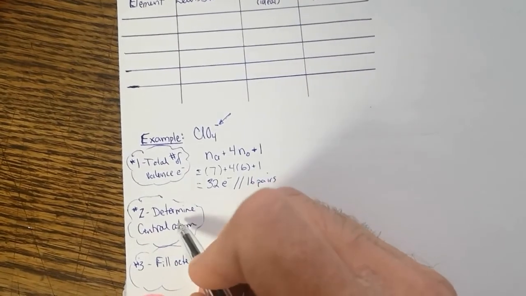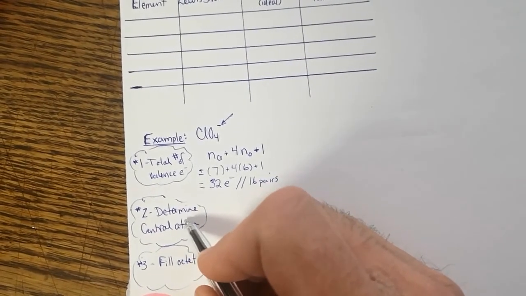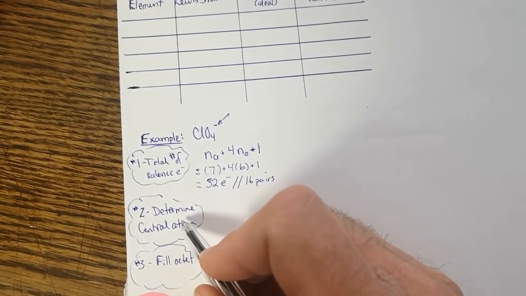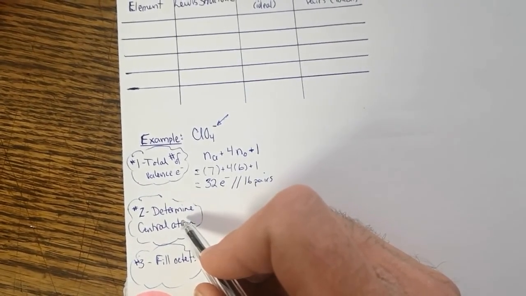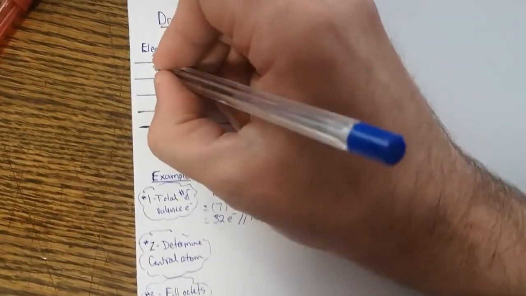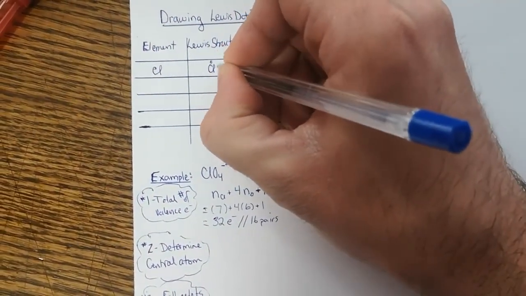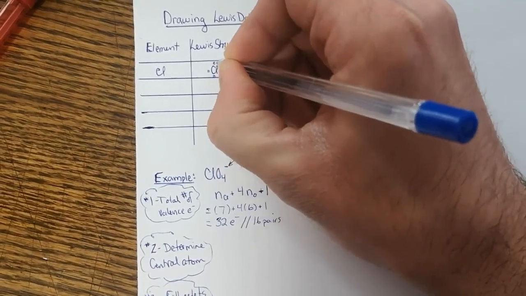Next, we determine our central atom. Now, our central atom is typically the element that has the greatest bonding capacity, is listed first in the formula, and has the lowest electronegativity. So here's our first element, chlorine. It has the Lewis structure of 7 valence electrons.